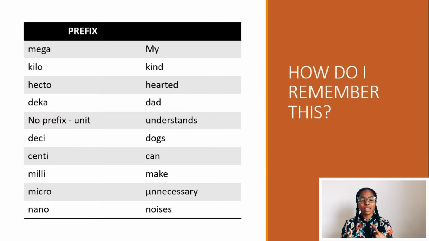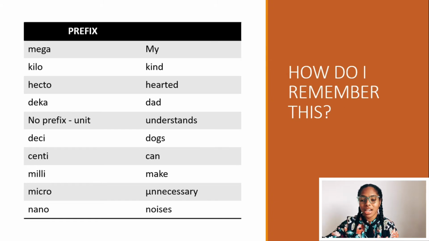But there are other ways that you can use. So some people like to use songs and stuff like that. This is a way that I like to use, where you look at the first letter of the prefix and you come up with a word using that same first letter and create a sentence that helps you remember all of them. So one that I like to use is my, you see the M in mega, kind for the K in kilo, hearted for the H in hecto, and it continues just like that. So my kind-hearted dad understands dogs can make unnecessary noises.